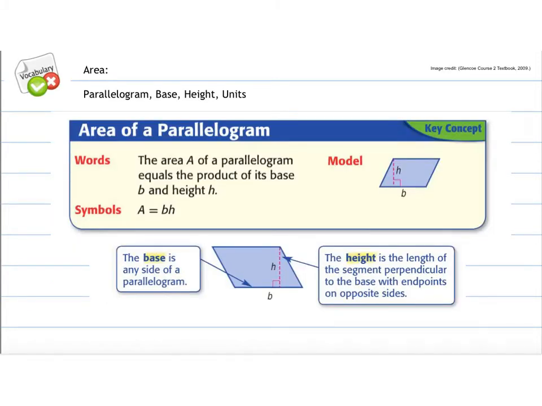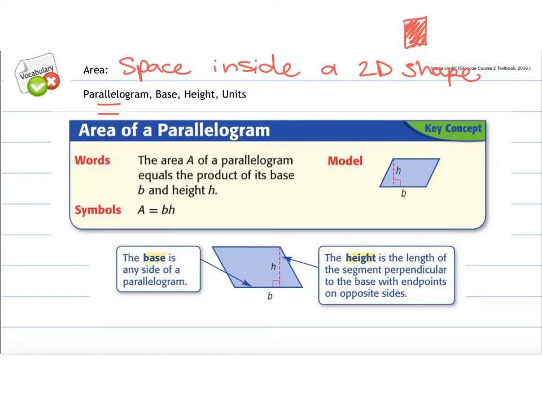Okay, again, as a review, area is the space inside a two-dimensional shape. So if we had a square, it's all of the space inside here. So parallelogram, these have two sets of parallel sides.